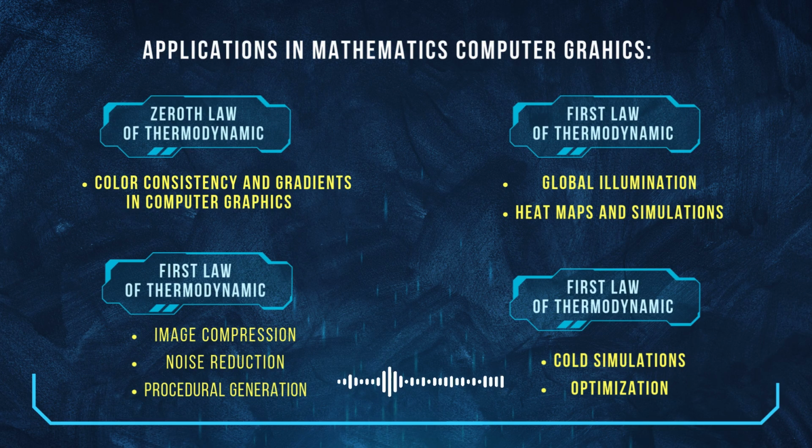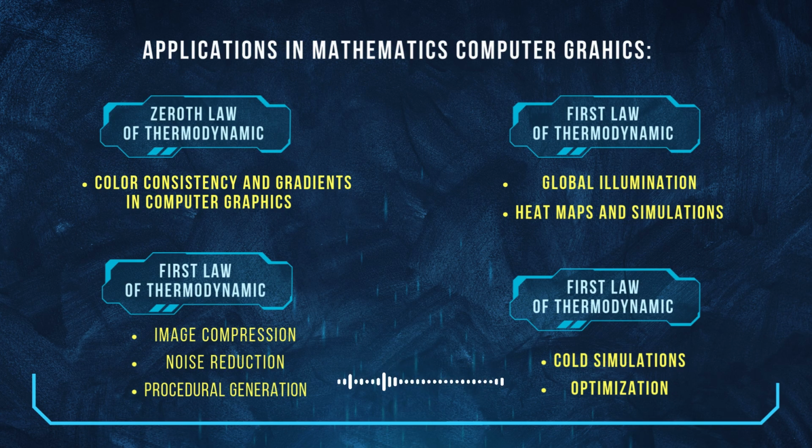The first law is the law of energy conversion. In computer graphics, this principle is central to global illumination techniques such as ray tracing and path tracing. These methods simulate how light travels and interacts with surfaces, ensuring that energy from light sources is conserved through reflection, absorption, and transmission. Next is the second law of thermodynamics. The second law introduced the concept of entropy, or the tendency of a system to move towards disorder. In computer graphics, this law has multiple applications such as image compression, noise reduction, and procedural textures and simulation.